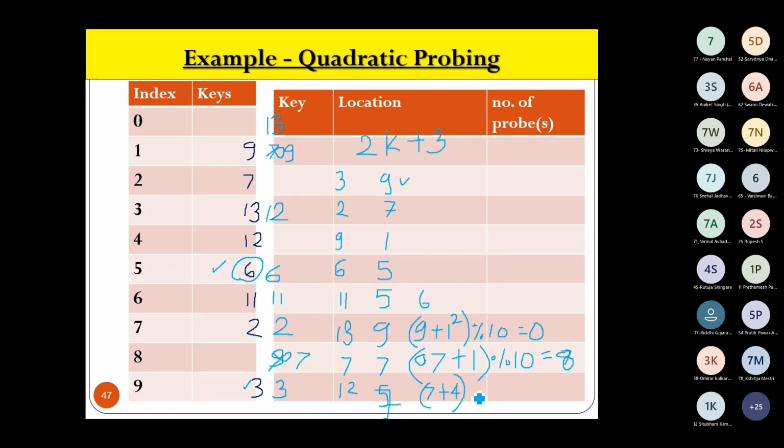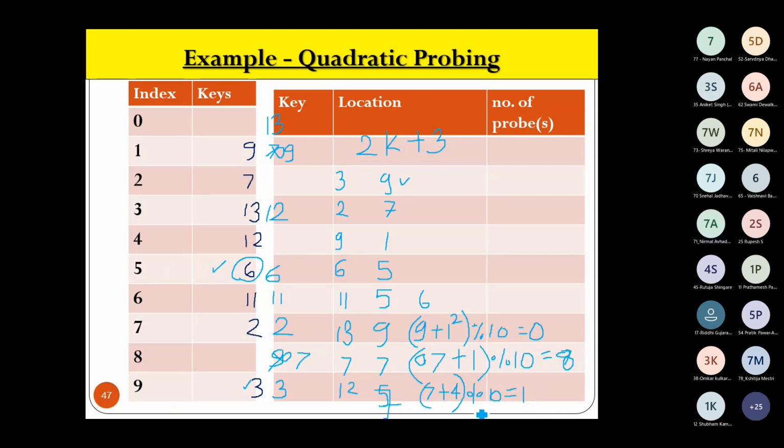7 plus 4 mod 10. So 7 plus 4 is 11. 11 mod 10 is 1. Location 1, is it occupied already? Yes, it is occupied. So take 3 square and tell me what location you are getting. 6. 3 square is 9.